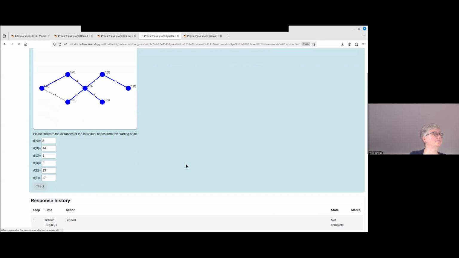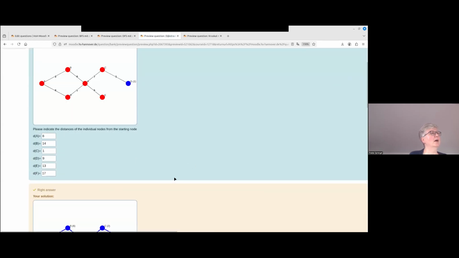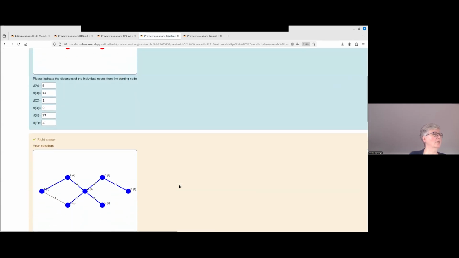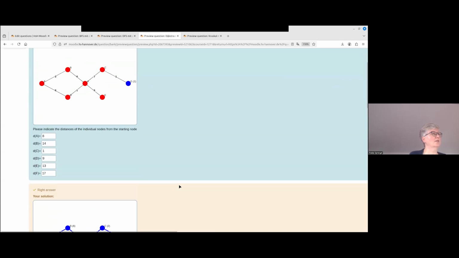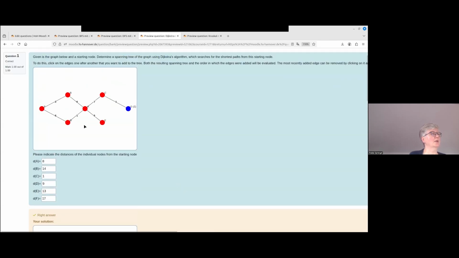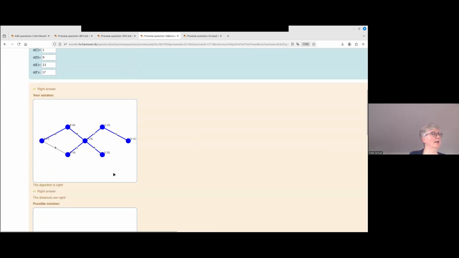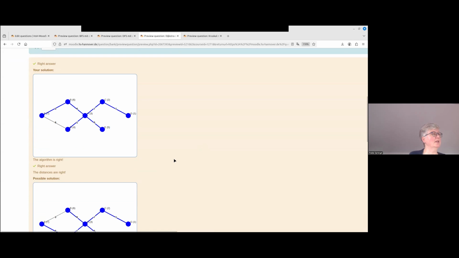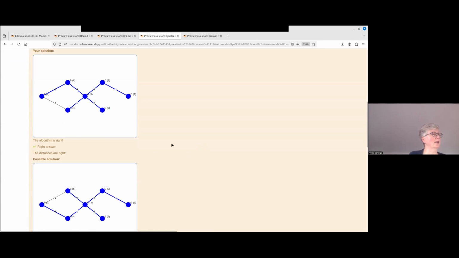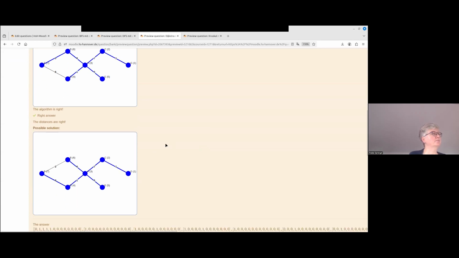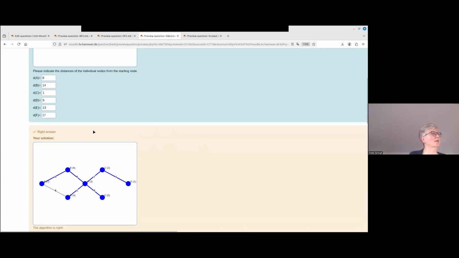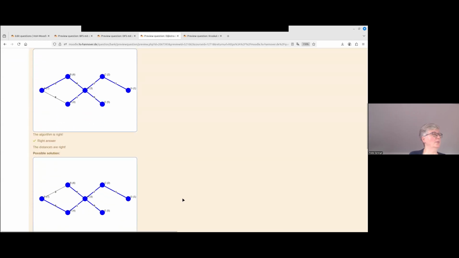And we can check. And we did it right. The only thing that is not so nice is that we cannot keep the student's answer here. So we did it here again. Then you can see your solution, and also the distances are right. This is what I prepared for you.